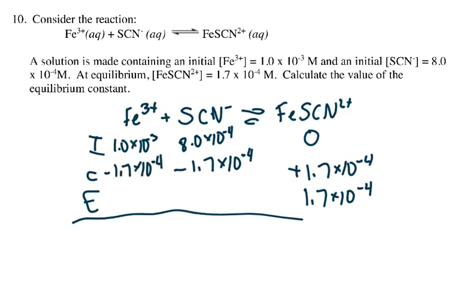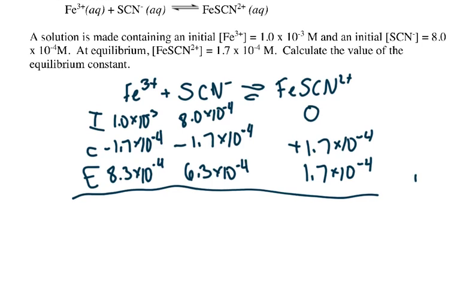So now I just have to add my initial and change together for my reactants. For my iron 3, I get 8.3 times 10 to the minus fourth. For my thiocyanate, I get 6.3 times 10 to the minus fourth.